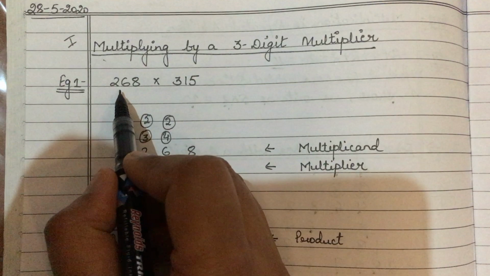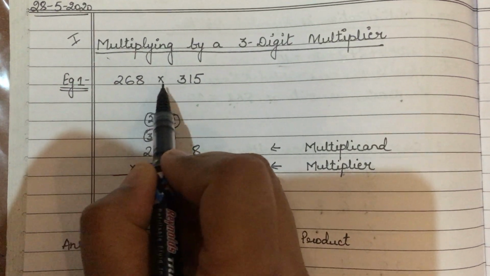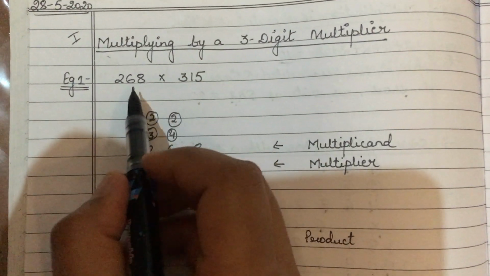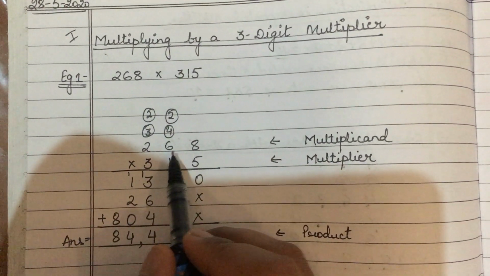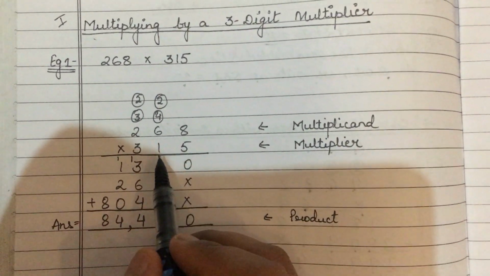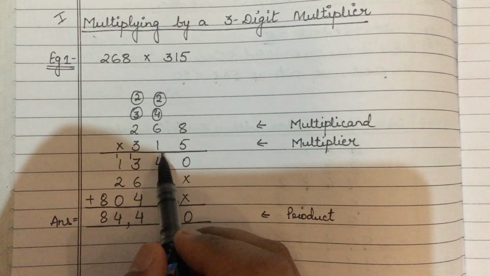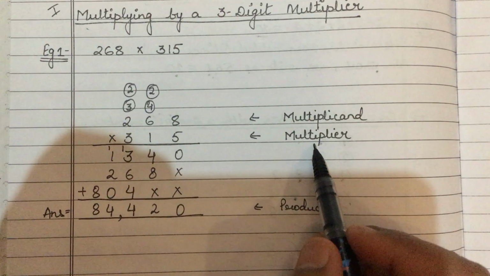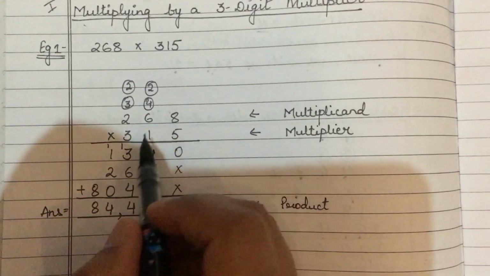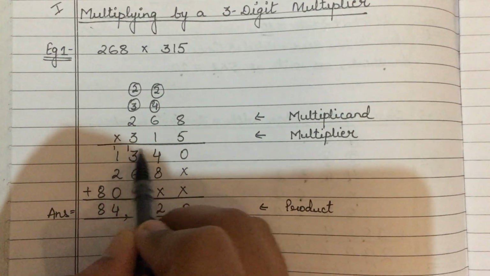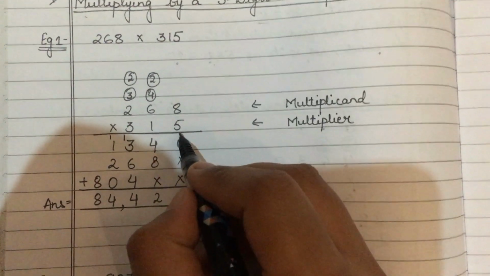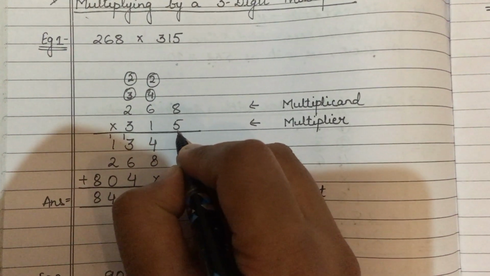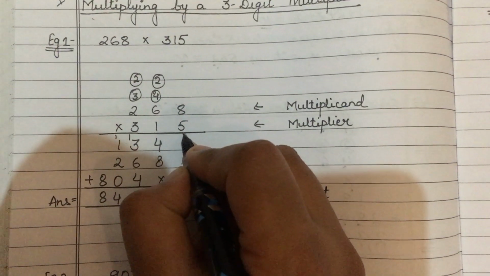The question is 268 multiplied by 315. As I told you, 268 will be the multiplicand, and 315, because it is multiplying 268, will be the multiplier. Now, in a three-digit multiplier, we again start from the ones place. So first we will start multiplying from here.